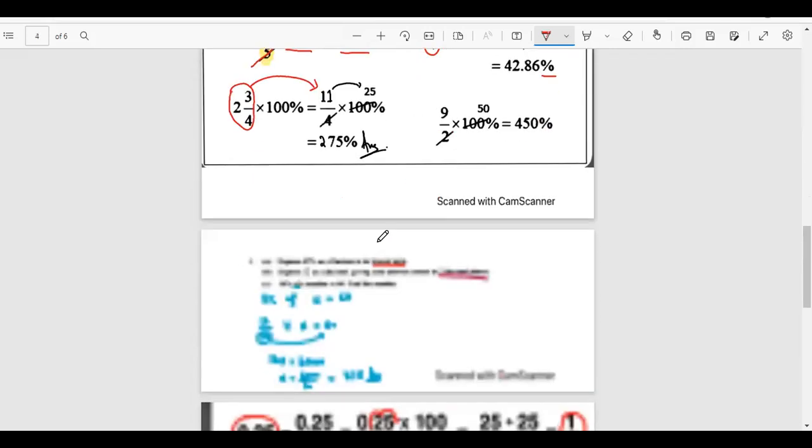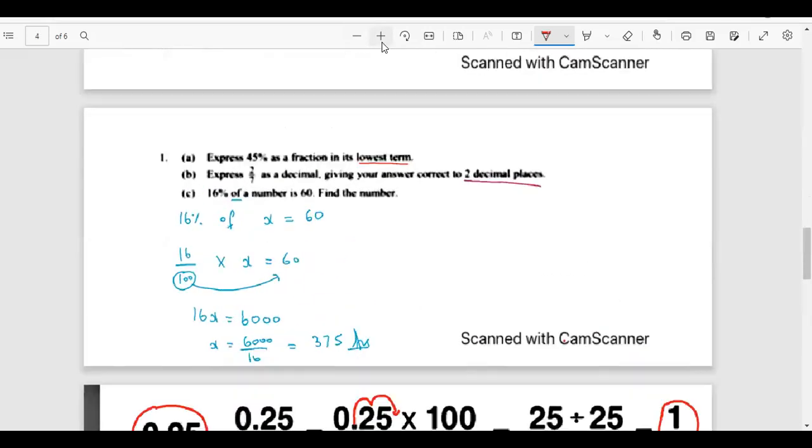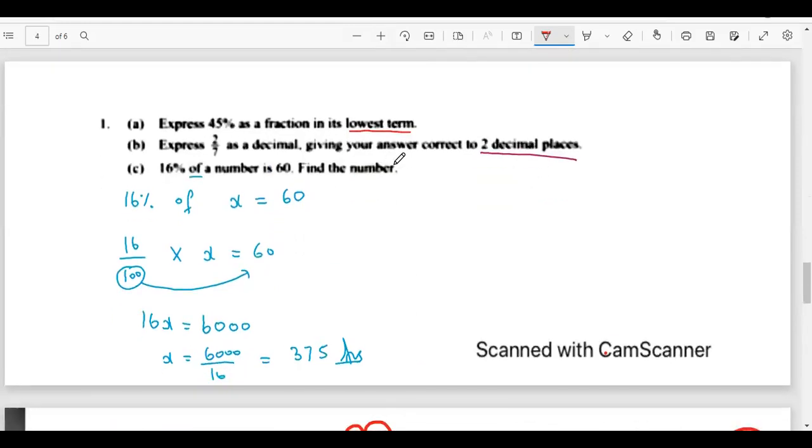And then we talked about some past paper questions. The first part had a percentage. We had to convert it to a fraction. For that, we divided by 100 and we just did some simplifications, cancellations. Then for the second one, we had a fraction. We had to convert it to a decimal number. For that, I used long division.